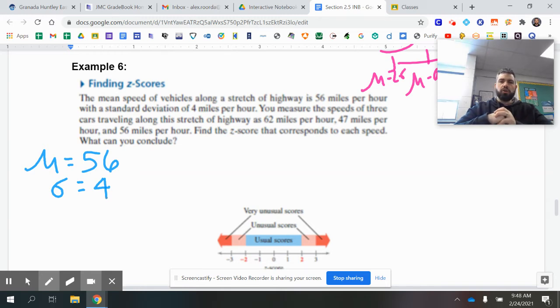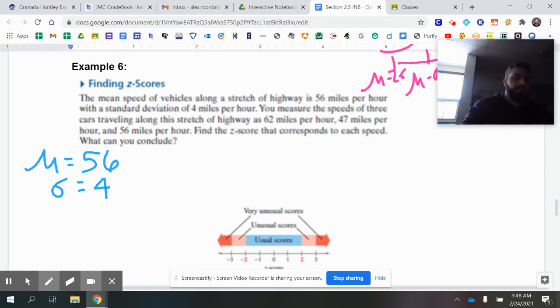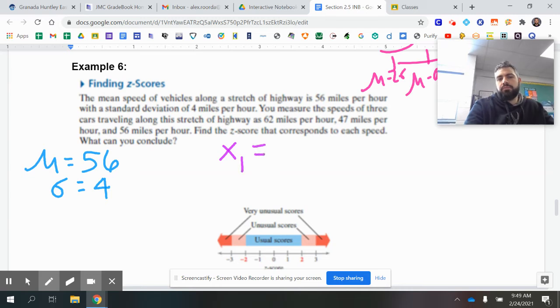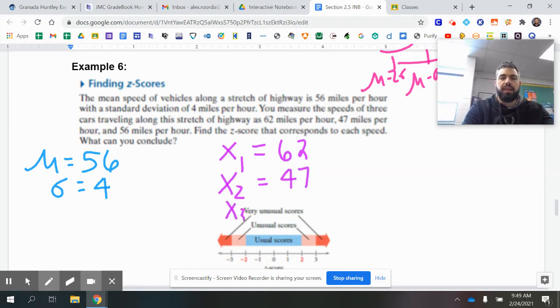So you measure the speeds of three cars traveling. We check the speeds of three cars, the first of which is going 62. Okay, so I'm going to label these, and maybe you haven't seen these before. I'm going to label them as X1, which is 62. X2, my second car, is going to be 47. And X3, my last car, is 56.